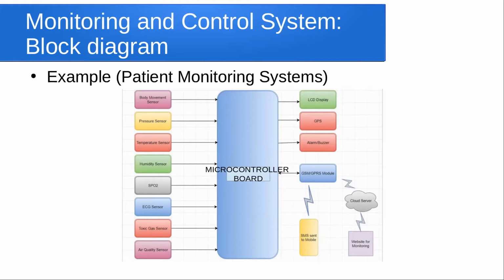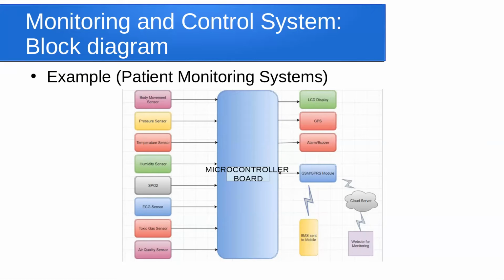On the right hand, you are seeing some outputs that are coming out of the microcontroller. For instance, an output going to the LCD display that shows the current state of vital statistics of the patient. Then there could be a GPS system, which locates where the patient is moving about. Then there is an alarm that would be rung, either to alert the patient or the caretaker.